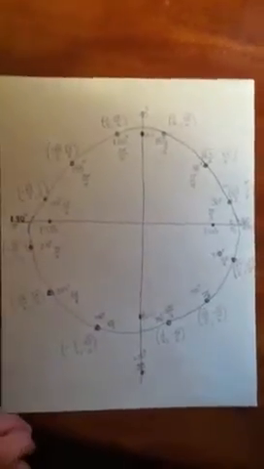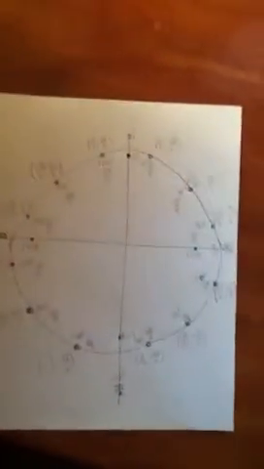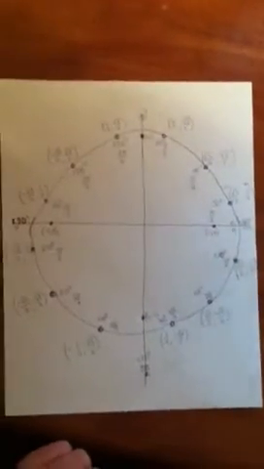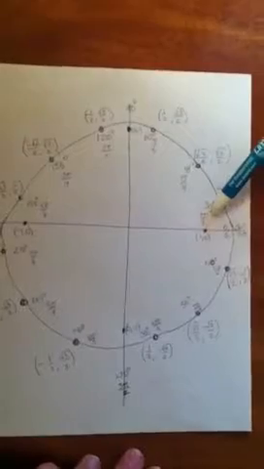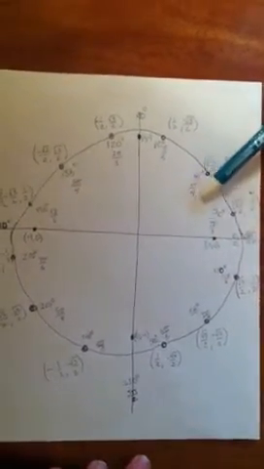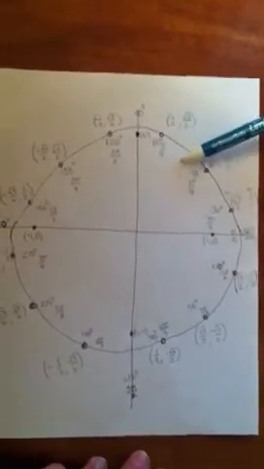Alright, this is our chart to show you the reference angles. I know it's a bad drawing, but we can still see what we have. We have 30, which in radians is pi over 6. 45, which is pi over 4. 60, which is pi over 3.